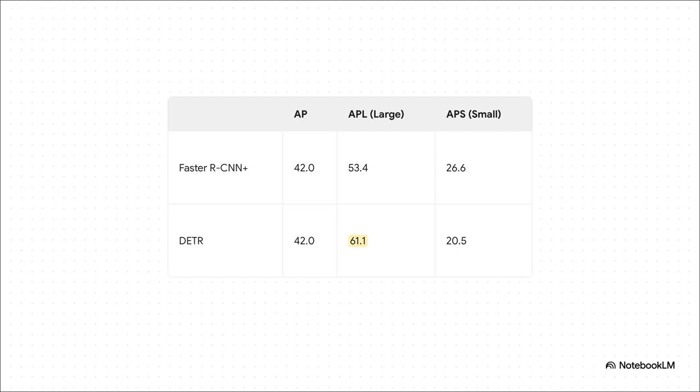But the real story is in the breakdown. Check out the next column, for large objects. DETR absolutely blows the older model away, a score of 61.1 to 53.4. But there's a trade-off. As you can see in that last column, it struggles a bit more with small objects.